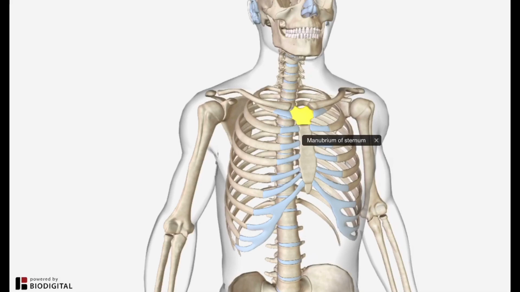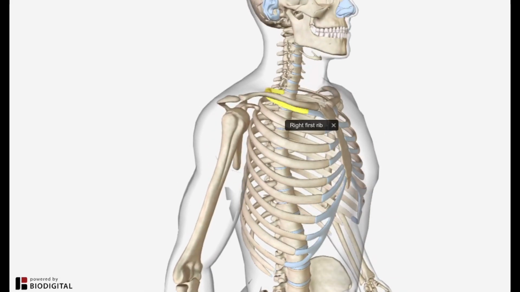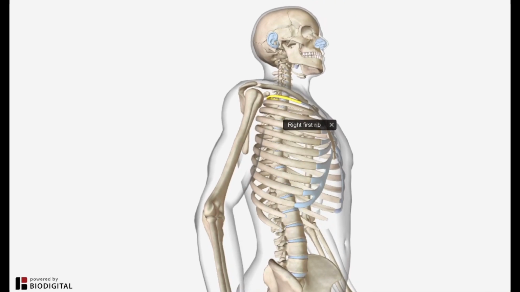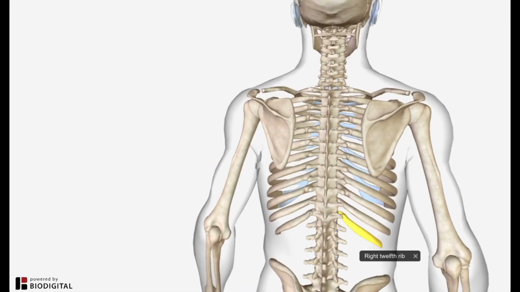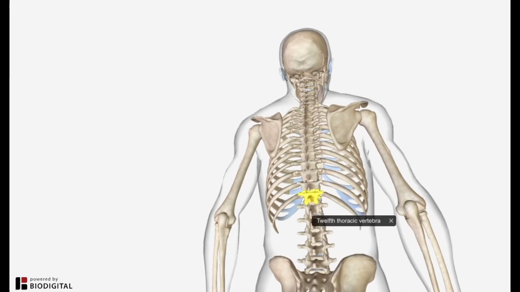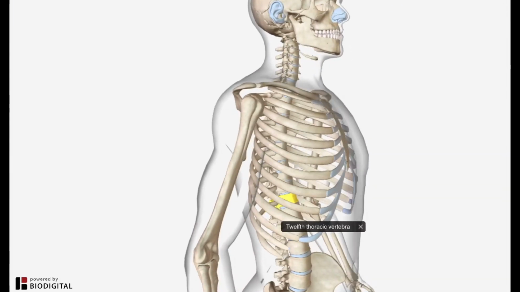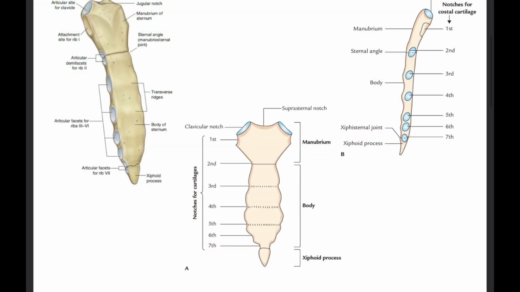The bones of the thorax are the sternum, the 12 pairs of ribs, first rib to the 12th rib, and the 12 thoracic vertebrae, first thoracic vertebra to the 12th thoracic vertebra. So let's discuss the sternum part.